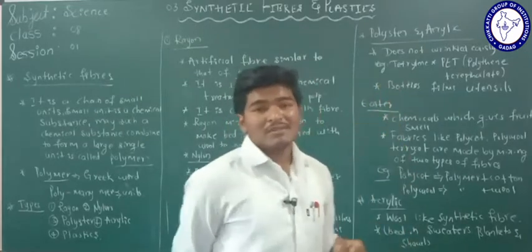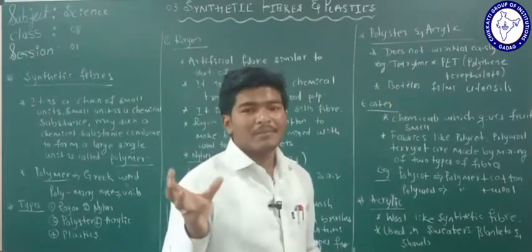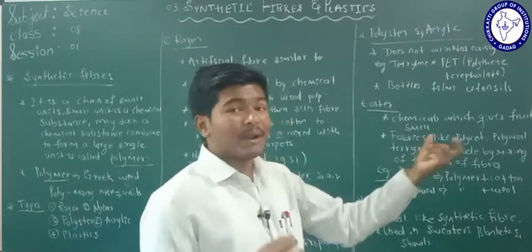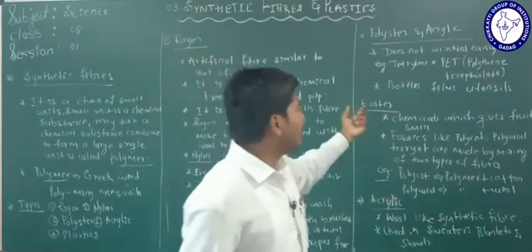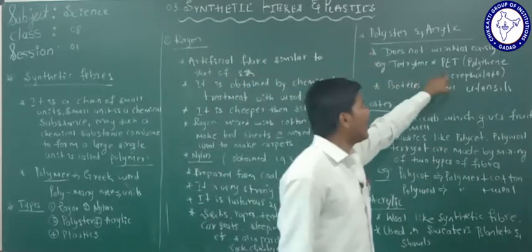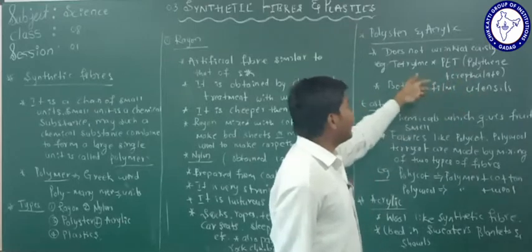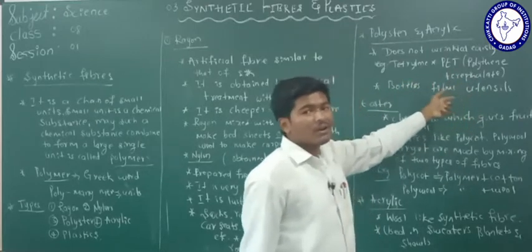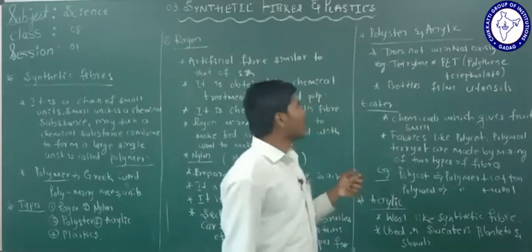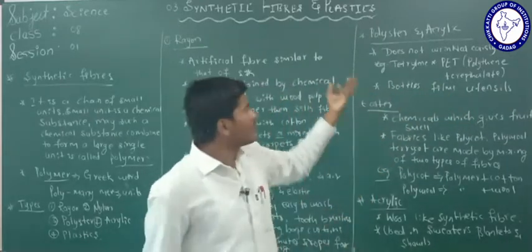We use this word every day, that is a PET bottle. You take water from PET bottles, isn't it? Those PET bottles are made by polyesters. One type of polyester is nothing but PET. PET means polyethylene terephthalate. Have you got understood? Polyethylene terephthalate. You have to remember this word. So what are the uses of this polyester?